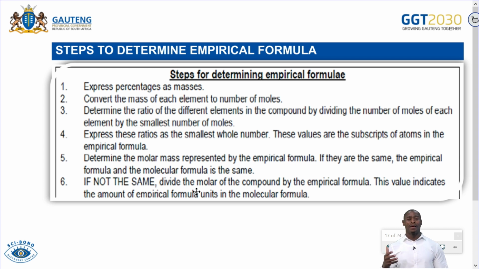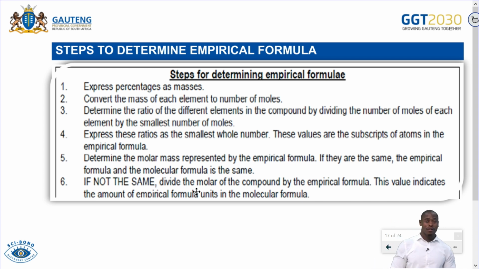But it's easy, right? After getting the empirical formula, find the molar mass of the empirical, because you'll be given the molar mass of the molecular formula. Then to get the molecular formula, you will divide the molar mass of the molecular formula by the molar mass of the empirical formula. Then you will be able to get the molecular formula of that compound, right?